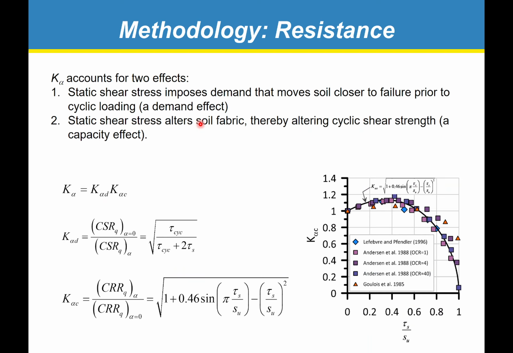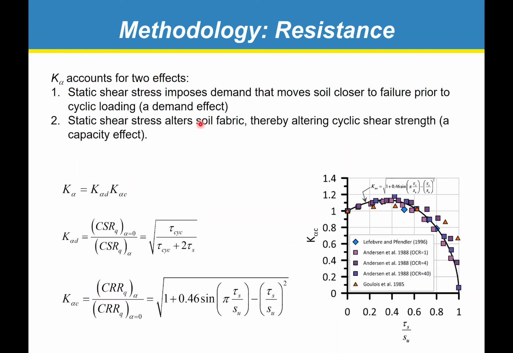All right, K alpha is an interesting thing, right? K alpha actually accounts for 2 different effects. First of all, static shear stress. When you impose it on soil, you bring the soil closer to failure statically. And so there's less capacity for that soil to absorb cyclic loading because it's already closer to failure prior to cyclic loading. This is important because our methodology inherently accounts for initial shear stresses in the formulation.